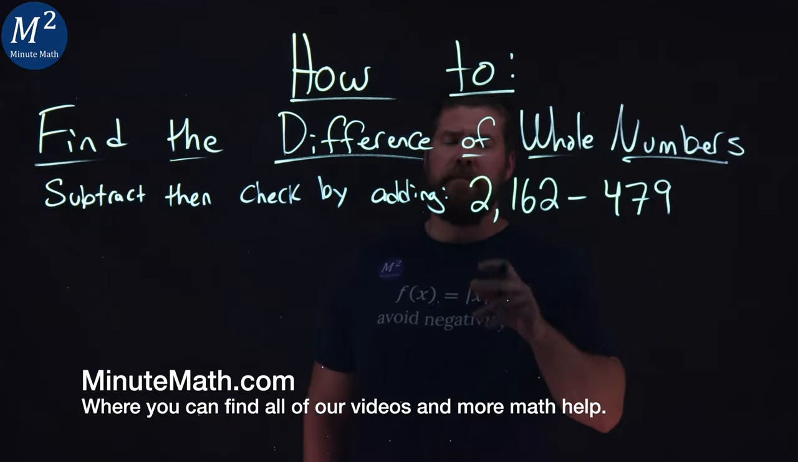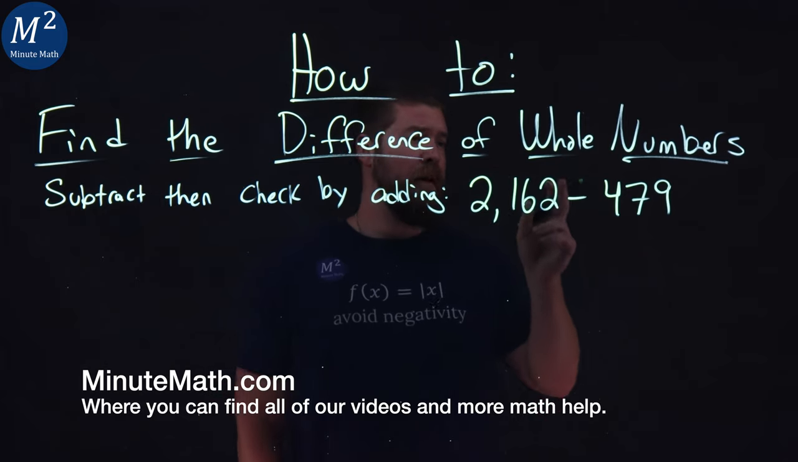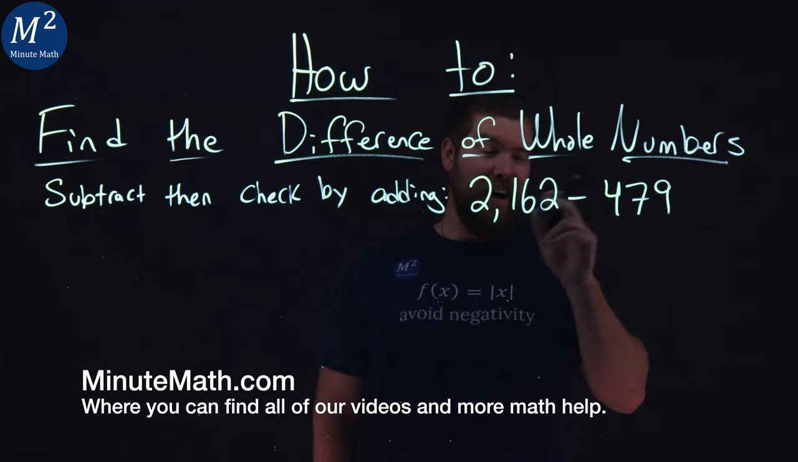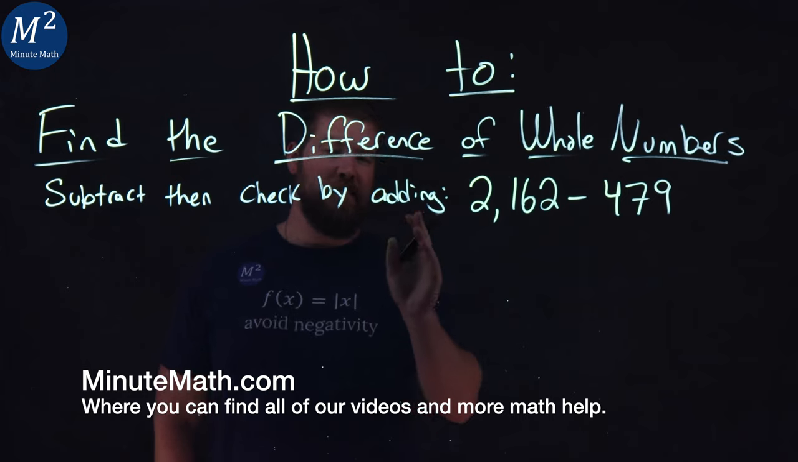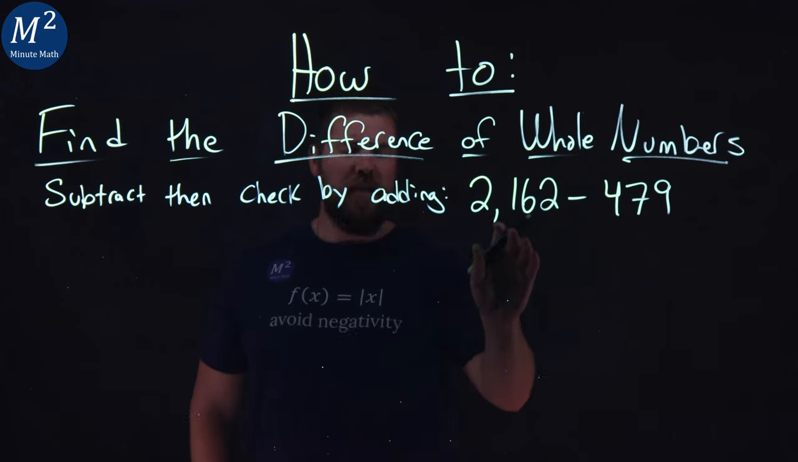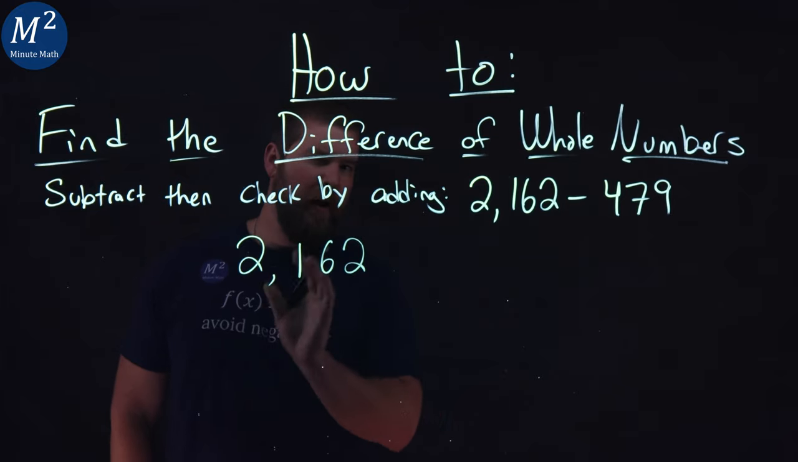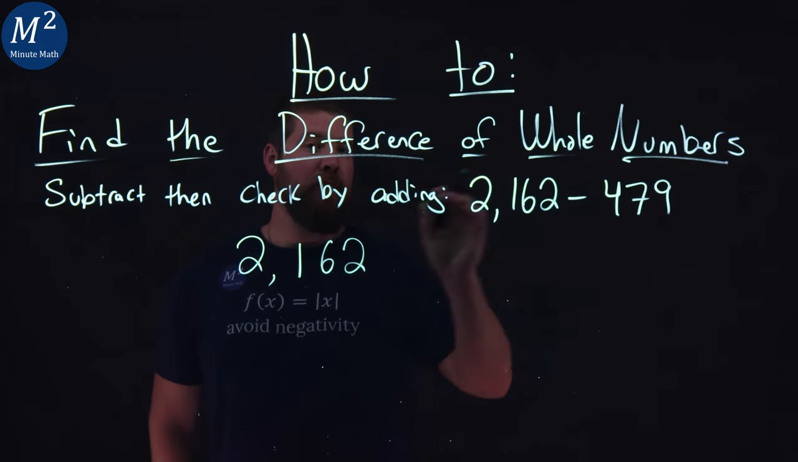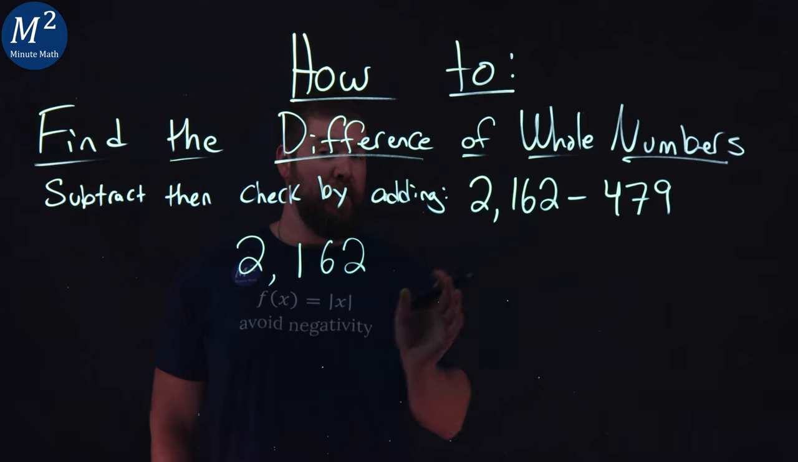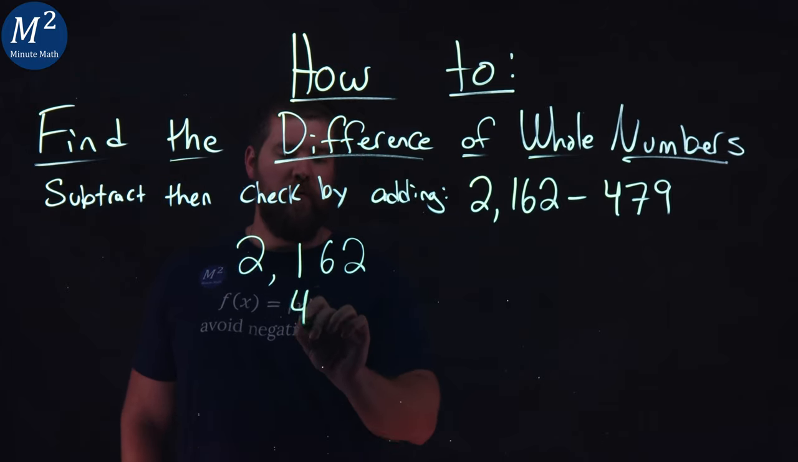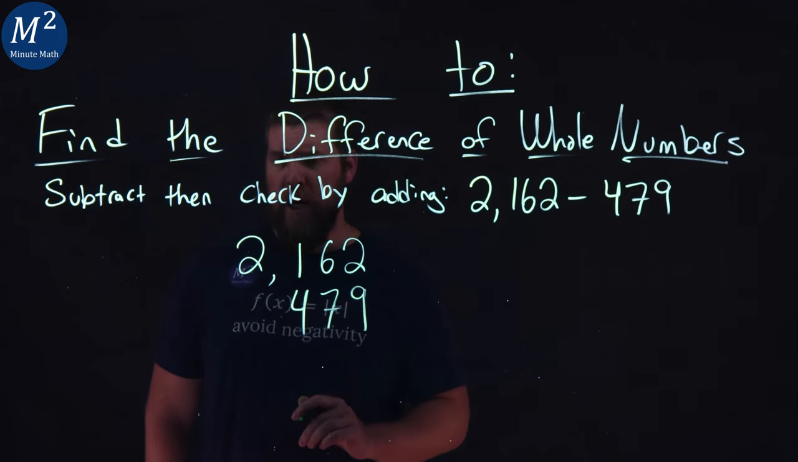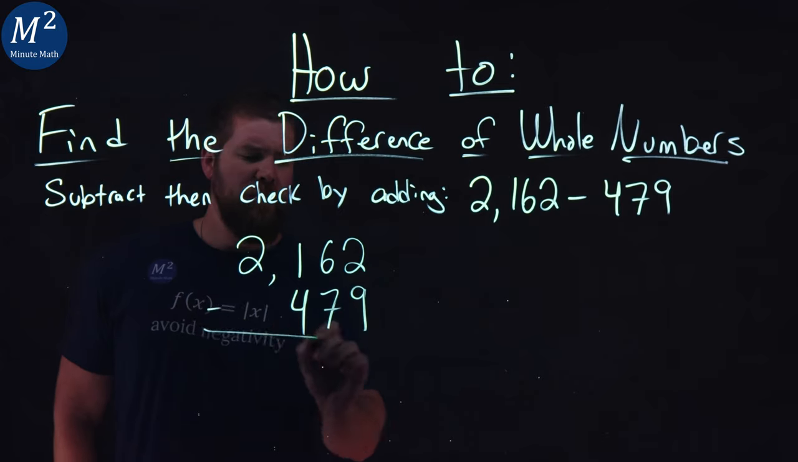We're given this problem here, 2,162 minus 479, and we want to subtract these numbers and check by adding. I'm first going to take my 2,162 and write it there. I'm then going to line up 479 with its proper place values right underneath it.